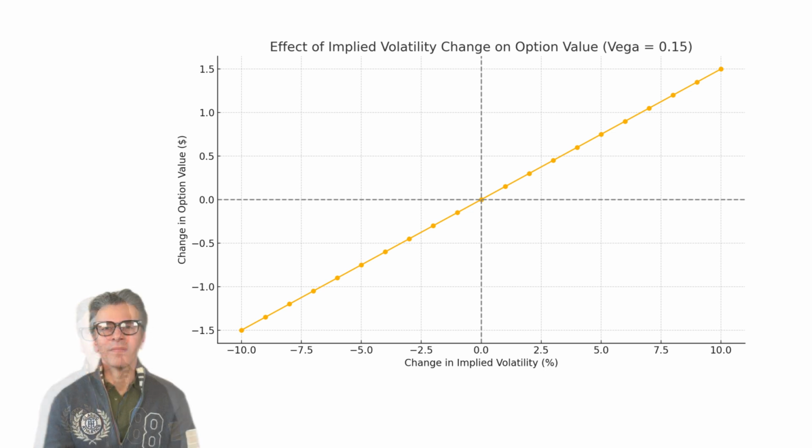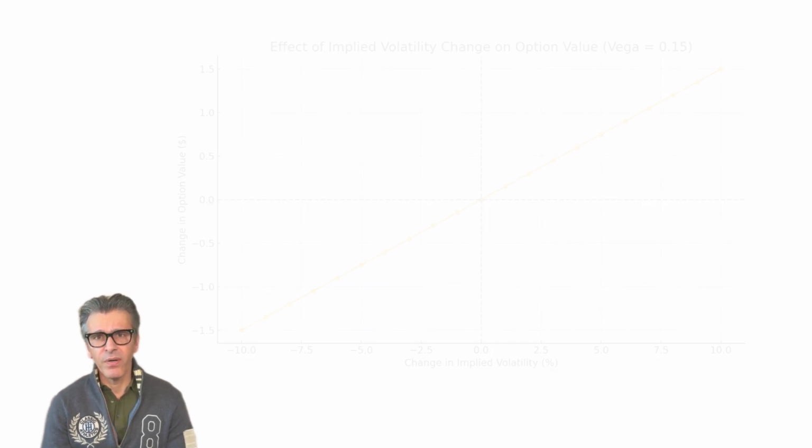This is where Vega comes into play. Vega measures how sensitive an option's price is to a 1% change in implied volatility. So, if an option has a Vega of 0.15 and the IV drops by 5%, your option loses 75 cents in value, just from volatility alone.